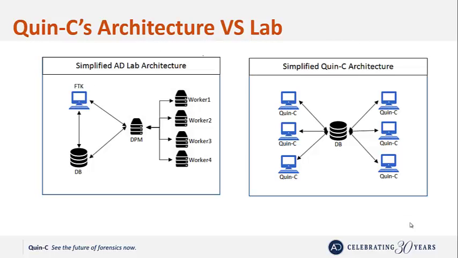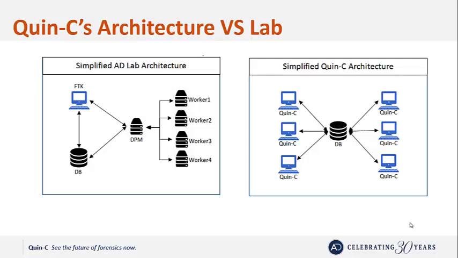All right. It's worth spending a few moments contrasting the way our existing architecture utilized by Lab and FTK work relative to how Quincy works. On the left here, you have a picture of a simplified AD Lab architecture where you have FTK, or the clients, interacting with a database and a DPM. The DPM in turn interacts with as many workers as you have set up. I believe our max is around 14 to 16.